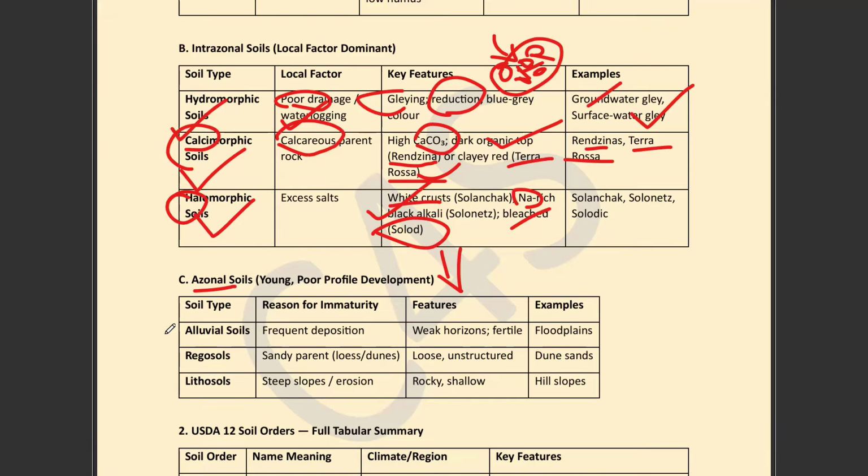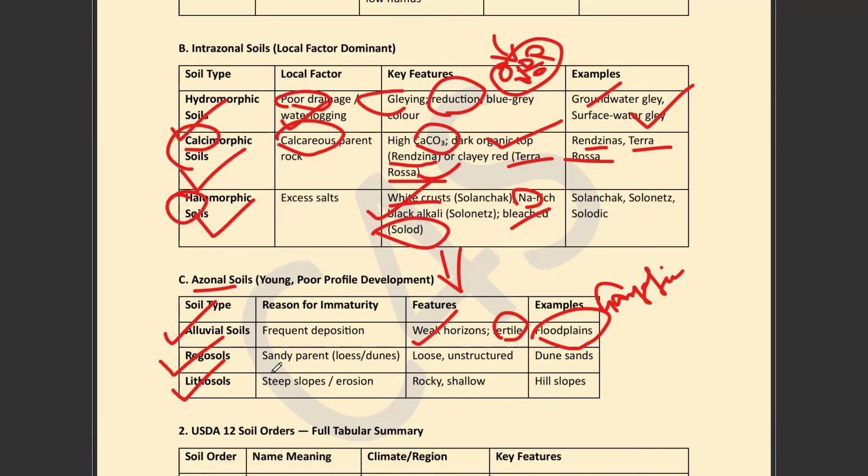Okay. There are again three types: alluvial soil, regosols, and lithosols. Alluvial soils have frequent deposition. Hence, they will have a weak horizon, but the area would be fertile. It is a deposit of new alluvium soils. An example is the flood plains. One example from India would be your Gangetic plains.